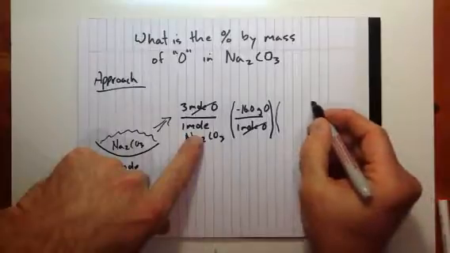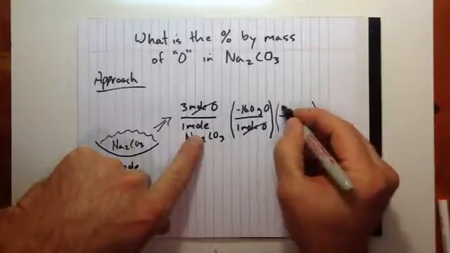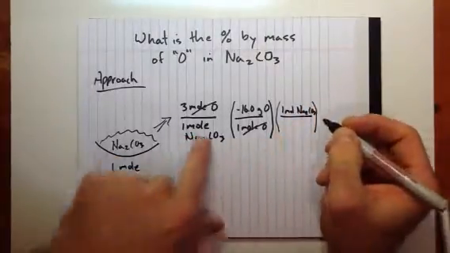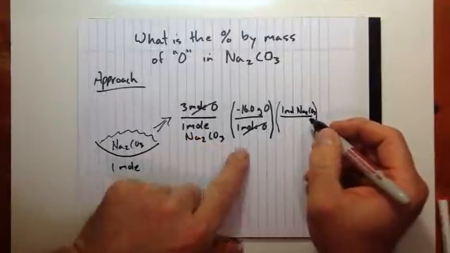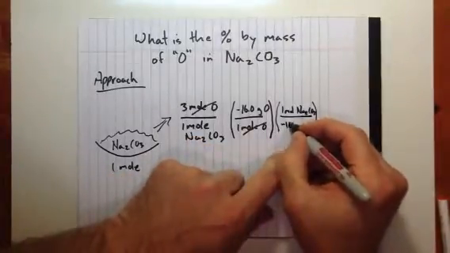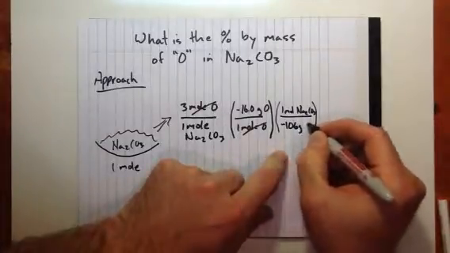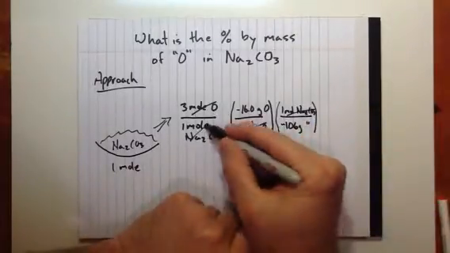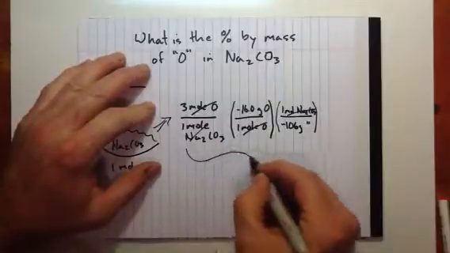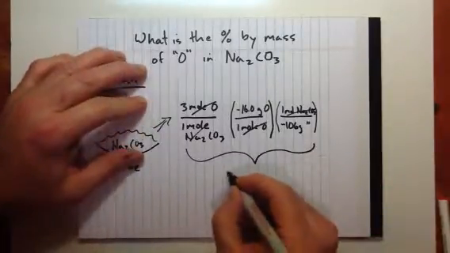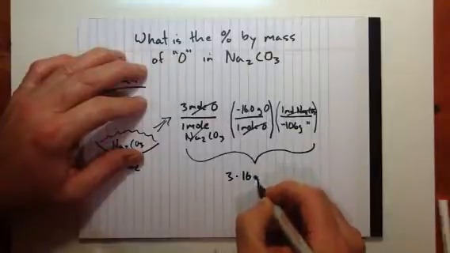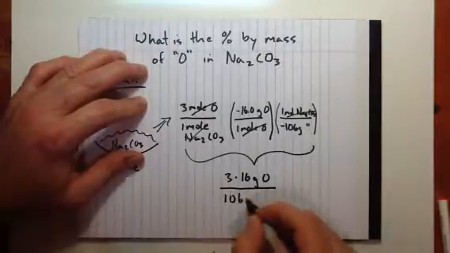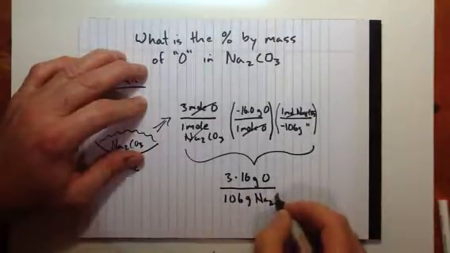Well, I can do that through another conversion. 1 mole of Na2CO3, sorry, shoving that into that small space. 1 mole of Na2CO3 is approximately 106 grams of Na2CO3, sodium carbonate. So mole again cancels with mole. And now really what you can do is in the end you have 3 times 16 grams of O over 106 grams of sodium carbonate.